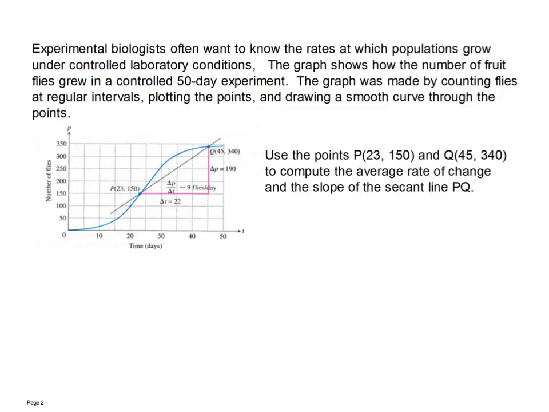And some of the points they got are these 2 points, P and Q. Here they are over here on our graph. It wants us to compute the average rate of change from the 23rd day to the 45th day, basically from 23 to 45. So how do we do that? Well, we use the slope formula, (y2 - y1)/(x2 - x1).